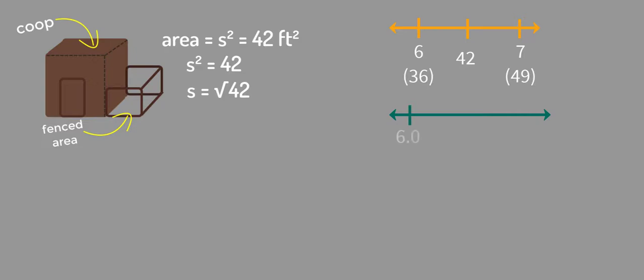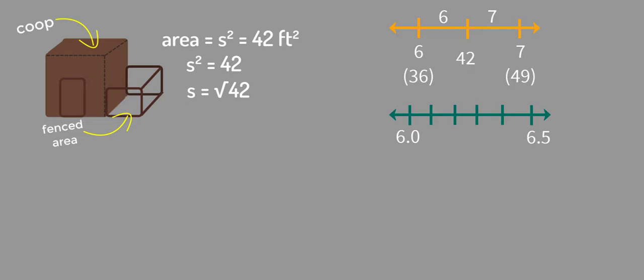So let's call this 6, because we already know it's going to be closer to 6 than it is to 7, because the difference between 42 and 36 is 6. The difference between 42 and 49 is 7. So it's going to be slightly closer to 6 than it is to 7. So let's go ahead and look at 6.1, 6.2, 6.3, 6.4, and 6.5. Let's start out on the high end.